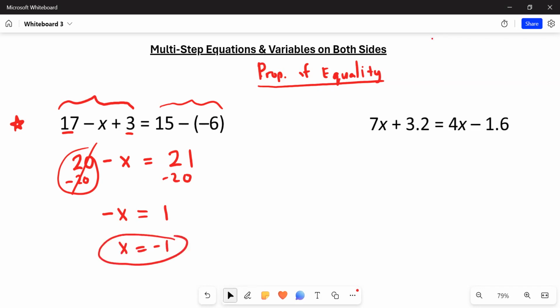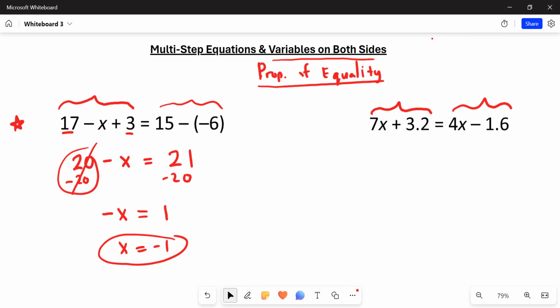Okay, on the right-hand side, we have something a little bit different. This one has variables. This is part of the second property, variables on both sides. Notice there's x's on both sides of the equation. And actually, you can't simplify the left. Those are not like terms. And you can't simplify the right. Those are not like terms. So you just have to start using the property of equality.